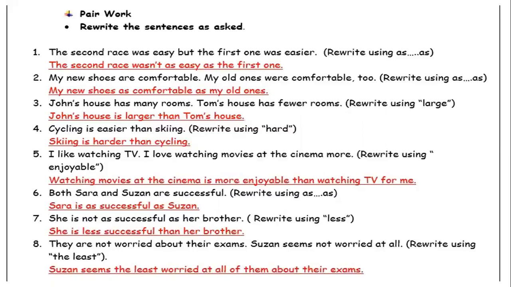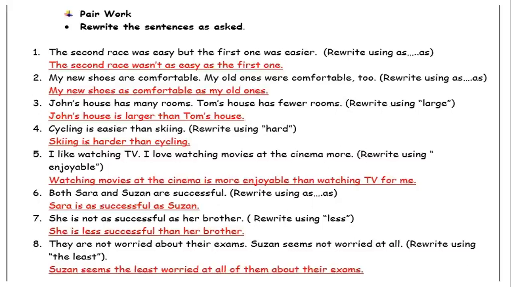Now, sentence number 3, John's house has many rooms. Tom's house has fewer rooms. So John's house has more equality and Tom's house has less equality. So when we rewrite this sentence using large, we say that John's house is larger than Tom's house.